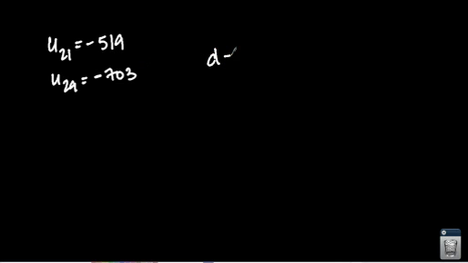Alright, so moving forward, what happens if I give you, let's say, u sub 21 equals negative 519, and u sub 29 equals negative 703? So we're going to start by finding the common difference, okay? Oh, and perhaps I should tell you, I want you to find the sum of 29 terms, okay?